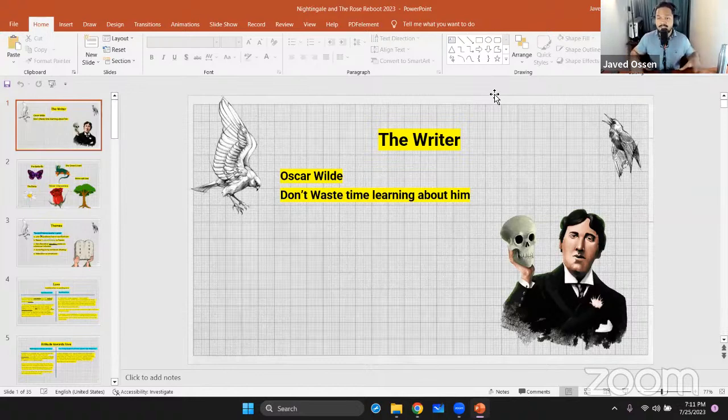What do you mean by short fiction? It's a fake story. It is a fictional story. It falls under short fiction.